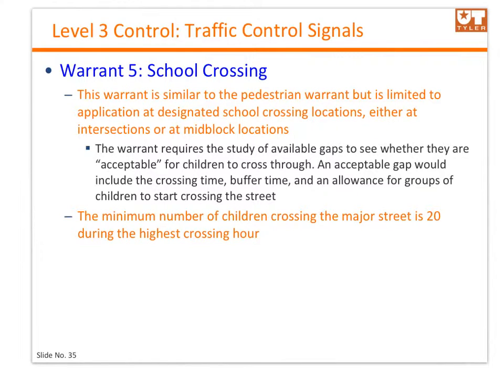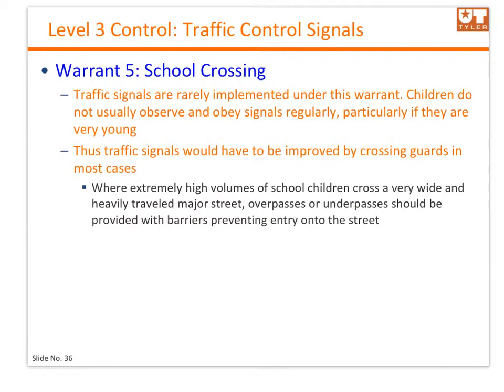The minimum number of children crossing the major street is typically about 20 during the highest crossing hour. But one of the things with this warrant, school crossing, is that traffic signals are rarely implemented under it. Why? Because children do not usually observe and obey signals regularly, particularly if they are very young. So if lots of kids are crossing the street and we need to improve the situation, we can do that by having crossing guards in most cases.